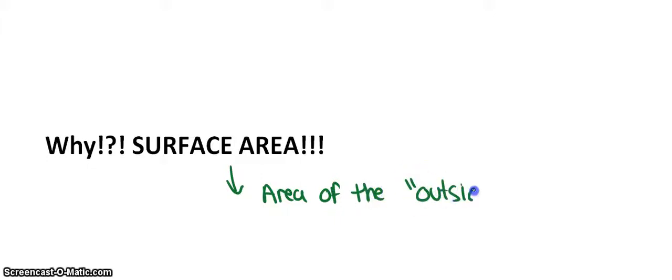Now the question of the day is, why are we talking about these names? You do need to know the vocabulary, but there's a bigger picture here. And that bigger picture is we're about to talk about surface area, and we're about to talk about volume. So surface area is basically the area of the outside. I know this is a really official definition, but you get the idea. The outside of a 3D shape.